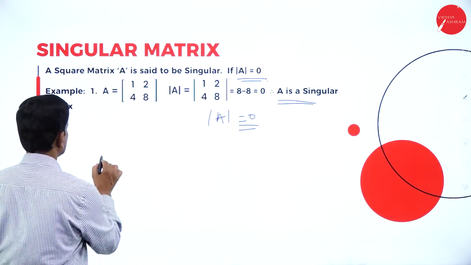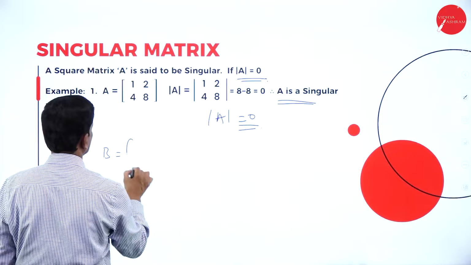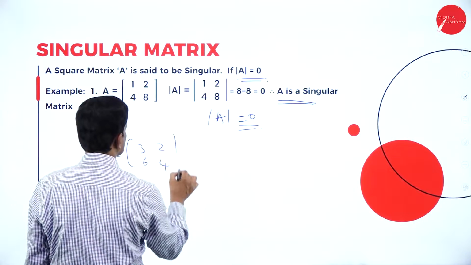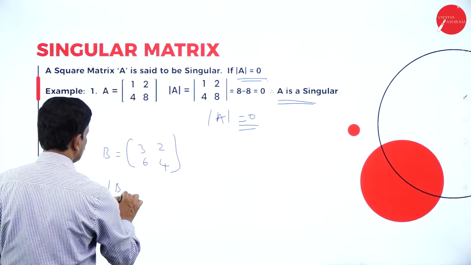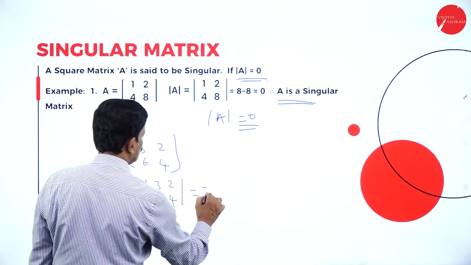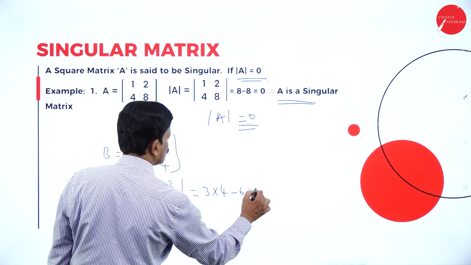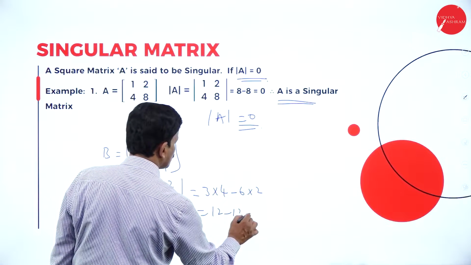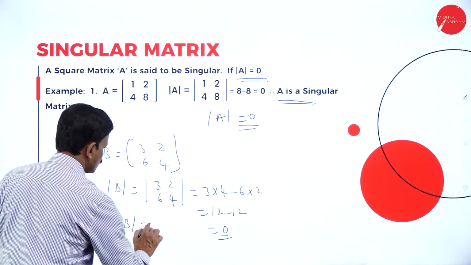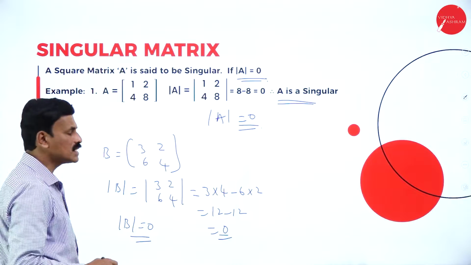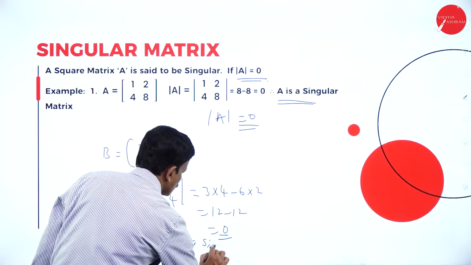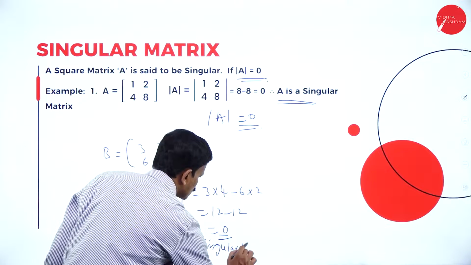Let me take one more example. Another example, B is equal to 3, 4, 2, 6. Now, the determinant of this is 3 into 6 minus 4 into 2. Simplify this: 3 into 6 is 18 minus 8... so the determinant of B is equal to 0. Therefore, B is a singular matrix.